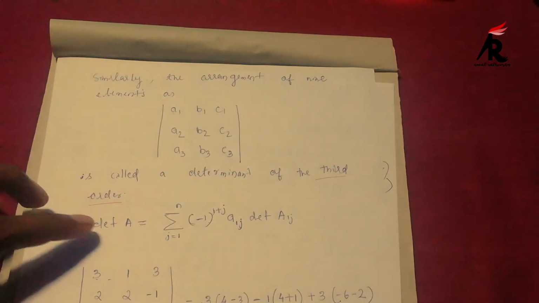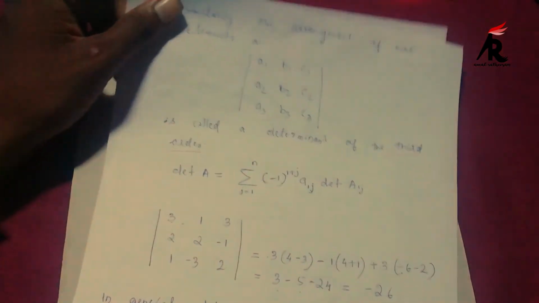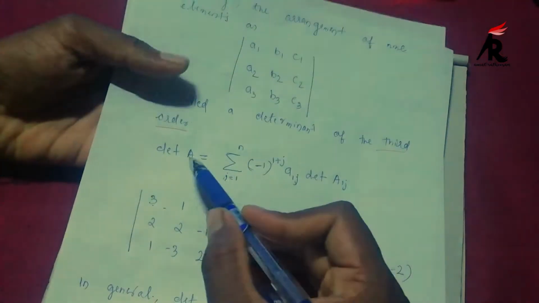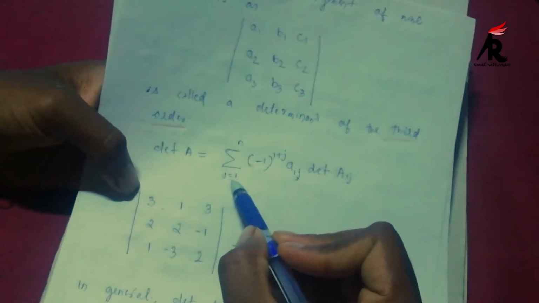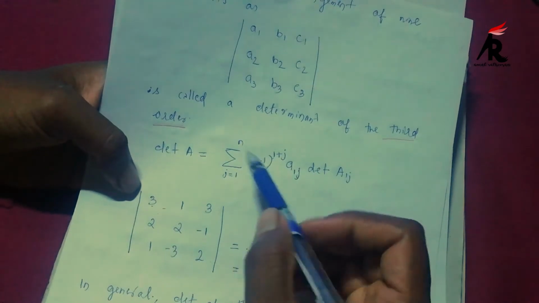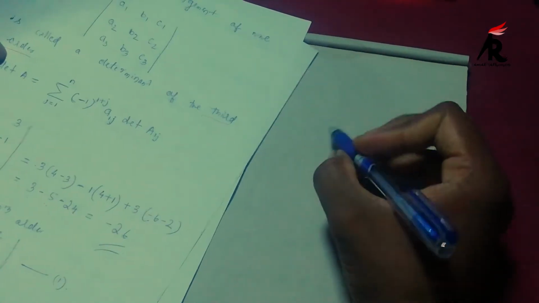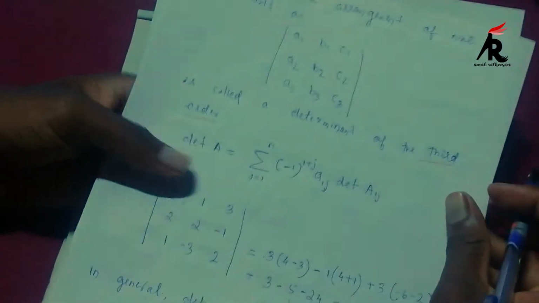So for the determinant we have an equation. This is what we call a determinant. The determinant of A is equal to the sum over j equal to 1 to n. Here aij is a general term, the element in the ith row and jth column.